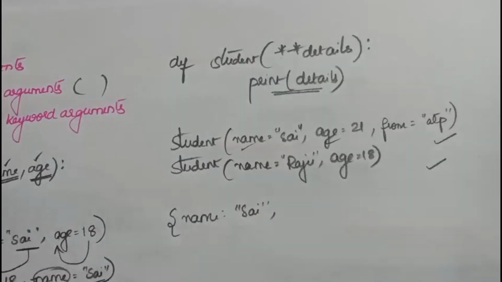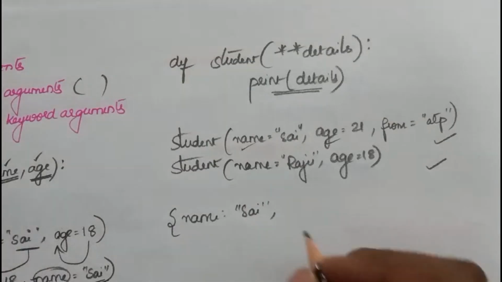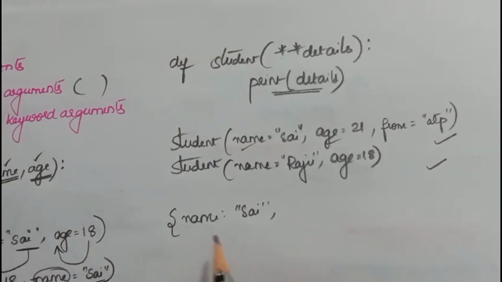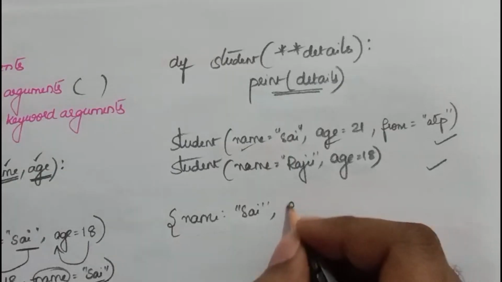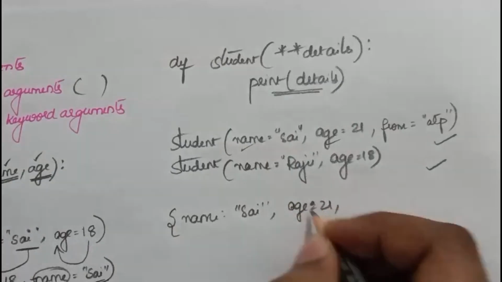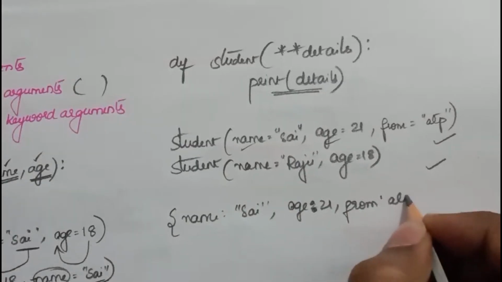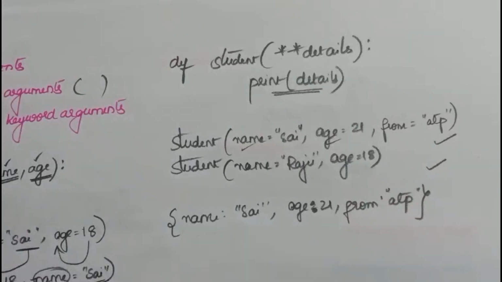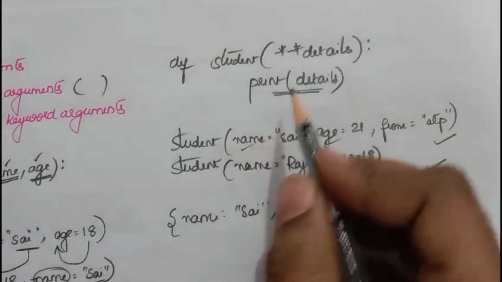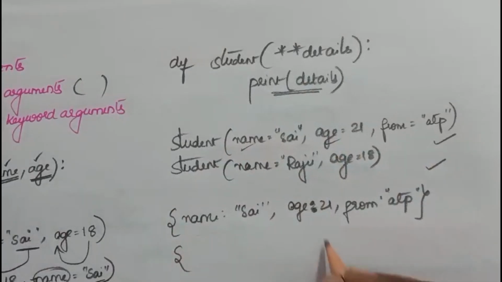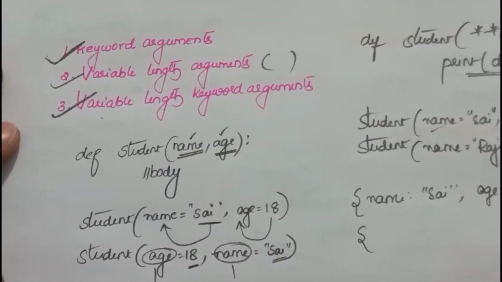And you know what a dictionary is? It stores key value pairs. First key value pair will be name: Sai, age: 21, like this, separated by colon, from: ATP, like this. If you print details in the second scenario, the same, but this third value will not be present. In this way, variable length keyword arguments work.